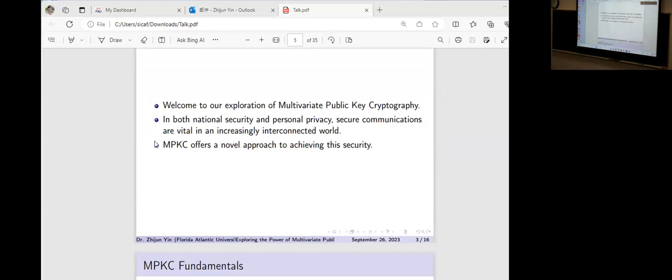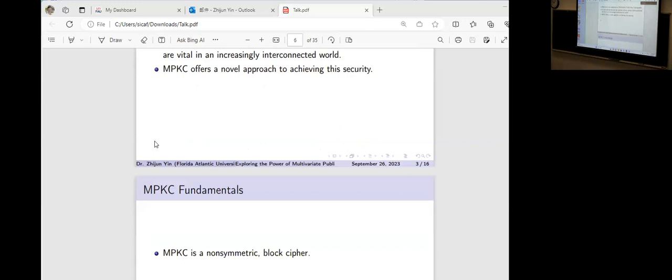And we use a short name, MPKC. M is multivariate, more than one variable. PKC is a short name for public key crypto system. A public key crypto system is a system compared with a traditional secret key system. And the main idea is we have two keys, one called public key, one called secret key. And those two keys are not identical, so they are different. Knowing one does not tell you how to dig up the other. We will show that idea later.